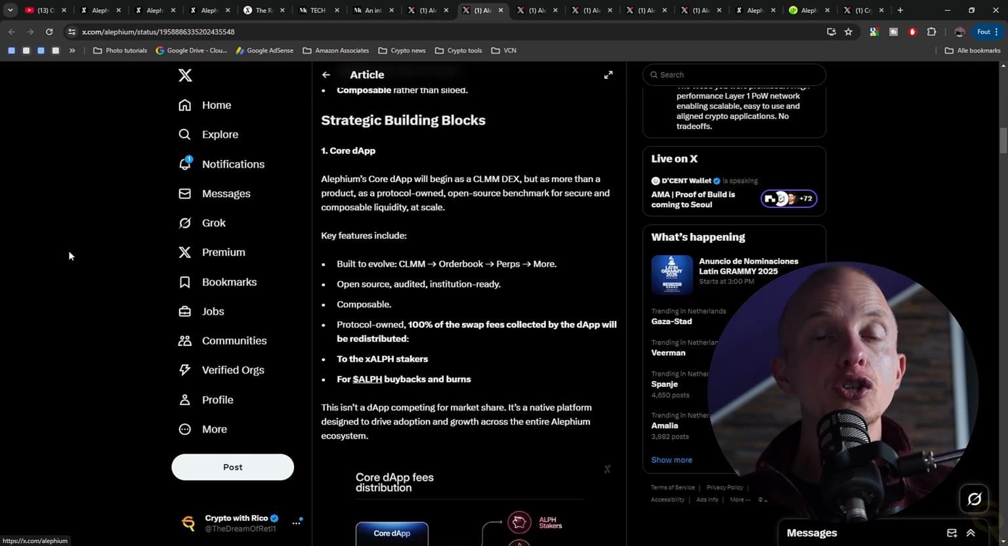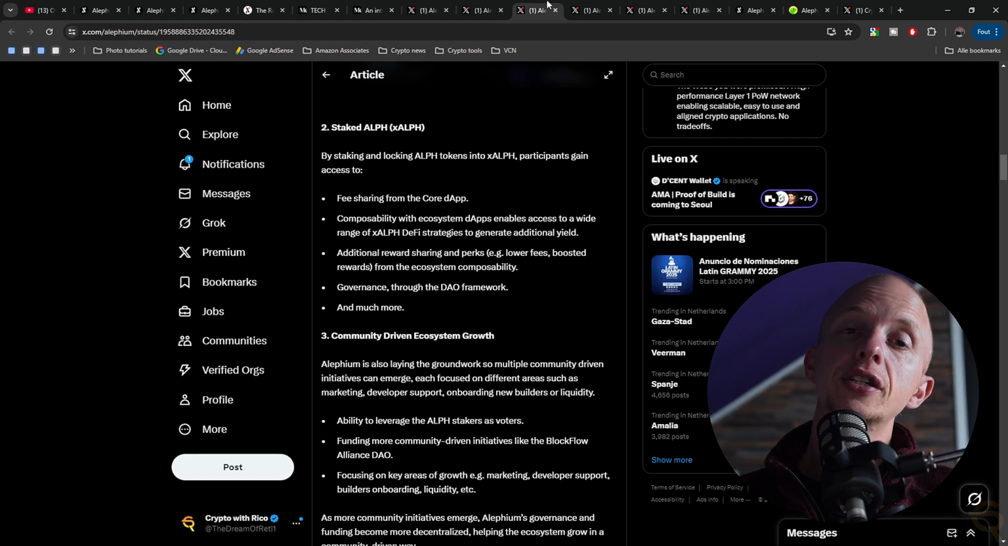Think concentrated liquidity swaps out of the box, with a path to an order book and then perps once volumes justify it. It's meant to be open source and set the standard for how apps on Alephium should be built and audited. The point isn't to grab market share for one team, it's to provide a backbone that other builders can plug into, with fee streams that flow to the people who stake ALPH. Which takes us to staking.